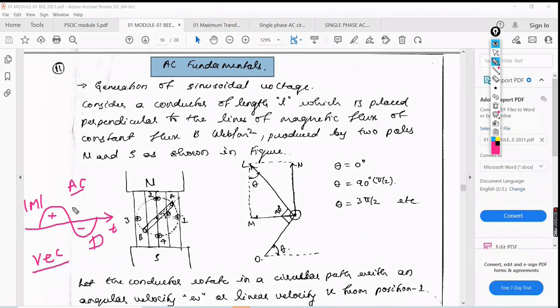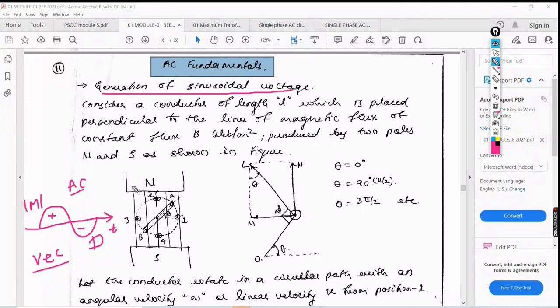Whatever I am writing on the screen, is it visible now? Anyone reply? Yes, sir. Thank you.